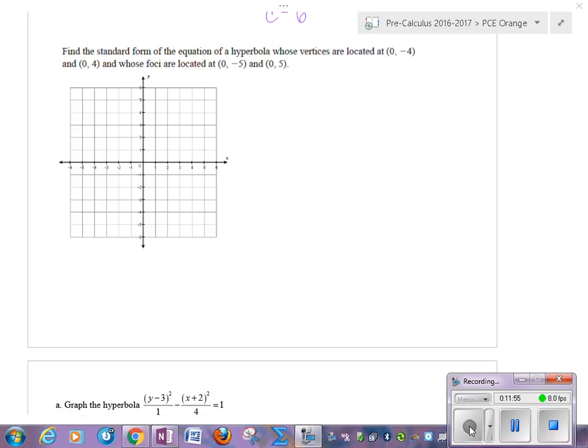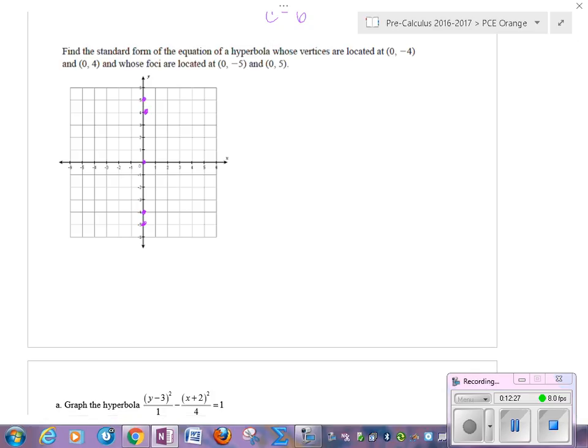So what I'm going to do to help me identify which direction this is opening, I'm just going to go ahead and graph, or plot, these points. So (0, -4), (0, 4), (0, -5), and (0, 5). So if I know that my vertices are located on the y-axis, I know that this hyperbola is going to open up and down. And if I go halfway in between my vertex values, I notice that my center is at the origin.